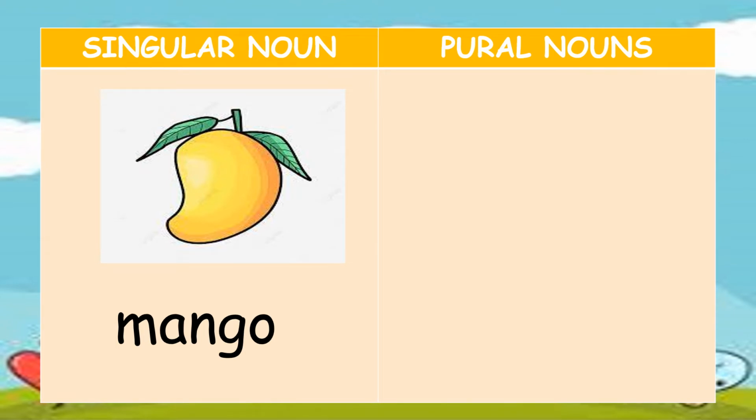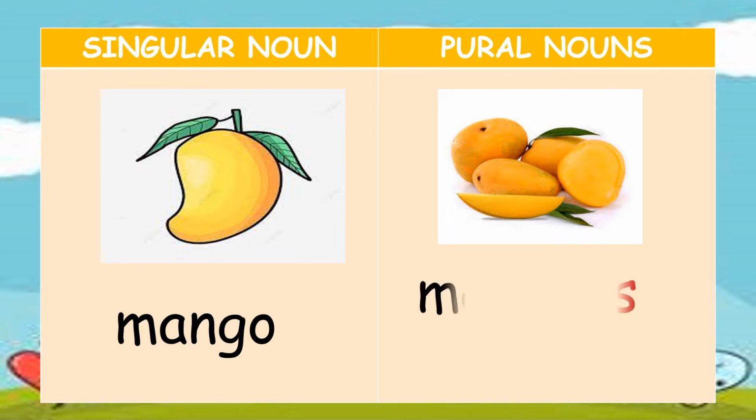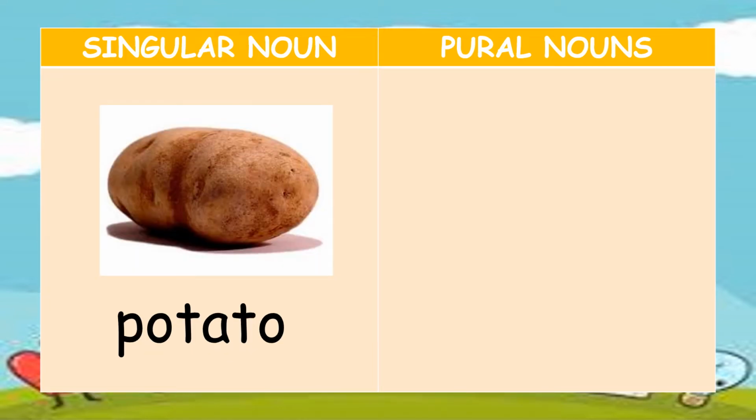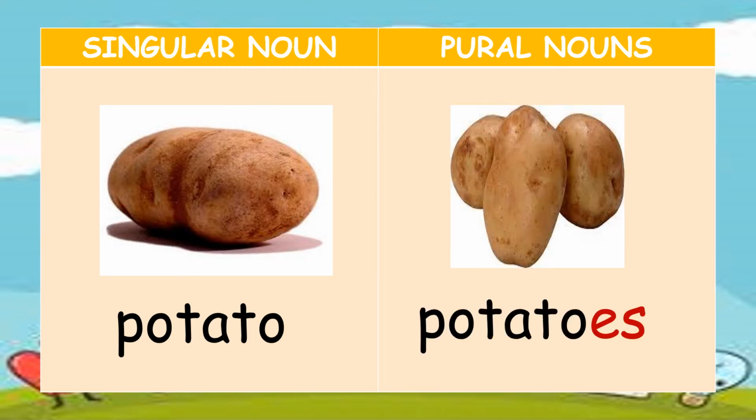Mango is singular. There was a sweet mango on the table just now. Mangoes plural. There were sweet mangoes on the table just now. So mangoes can be with ES or with S. Both are correct. If the noun ends with letter O like potato, you add ES to form its plural. Potato, potatoes.